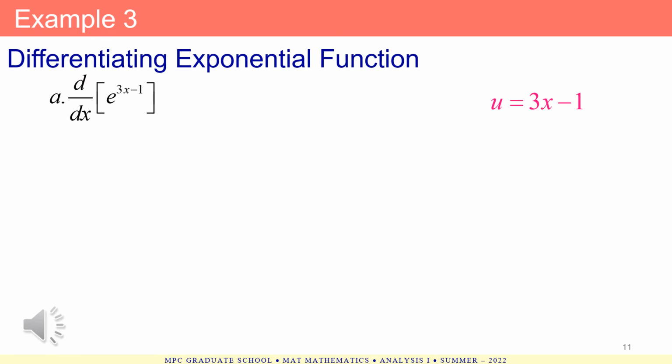So first, we let u be 3x minus 1. And then the derivative of 3x minus 1 is equal to 3. And then replace u and du over dx so that the result is e raised to 3x minus 1 times 3. And our final answer is 3e raised to 3x minus 1.